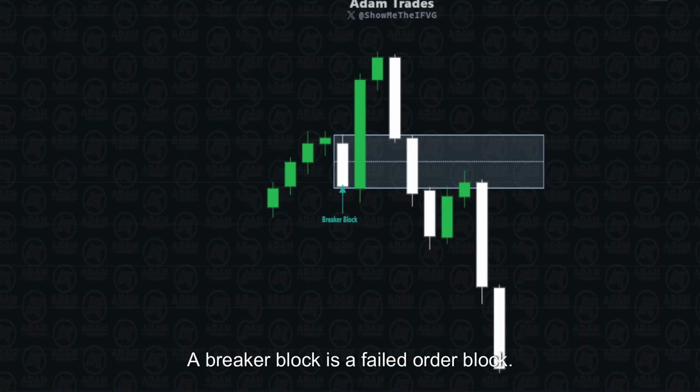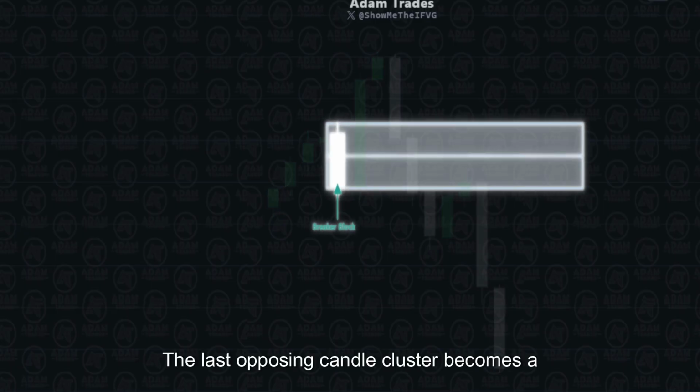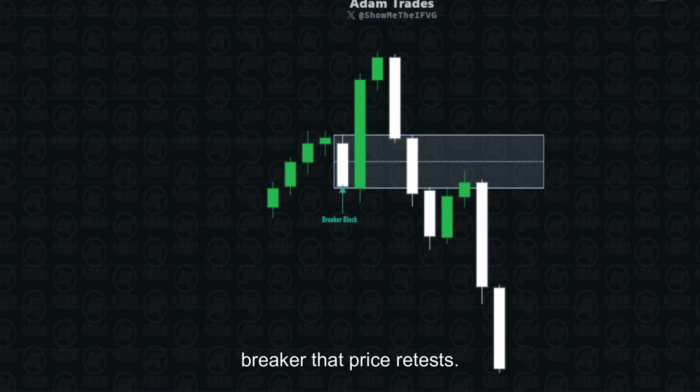A breaker block is a failed order block. When an order block gets violated, the last opposing candle cluster becomes a breaker that price retests. This matters because it signals structure is broken and gives a continuation entry in the new direction.